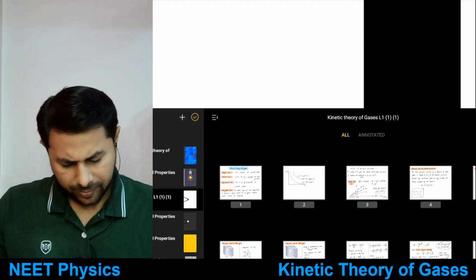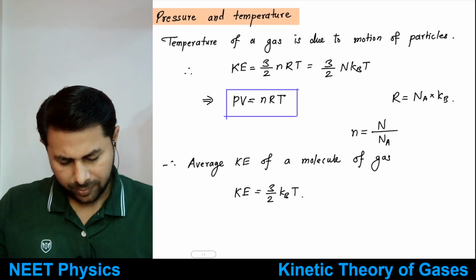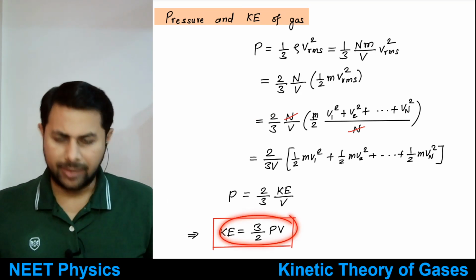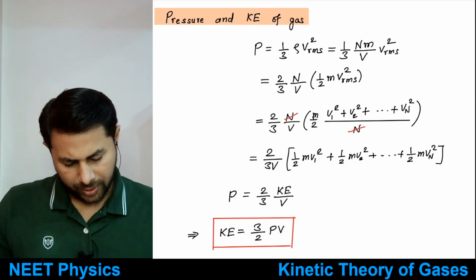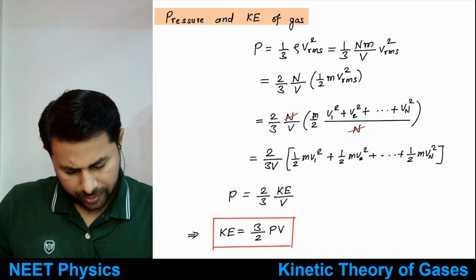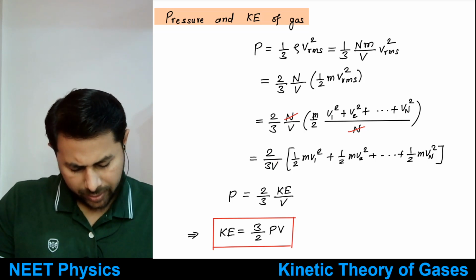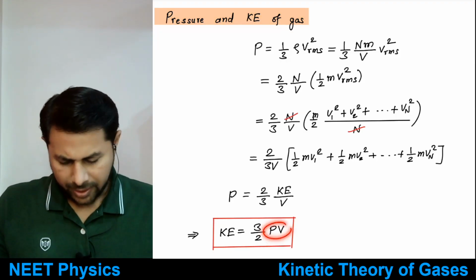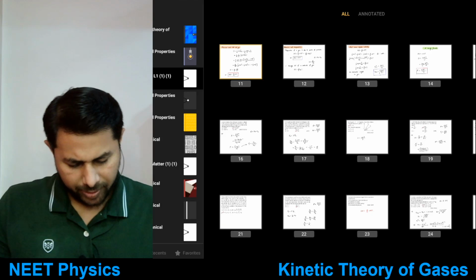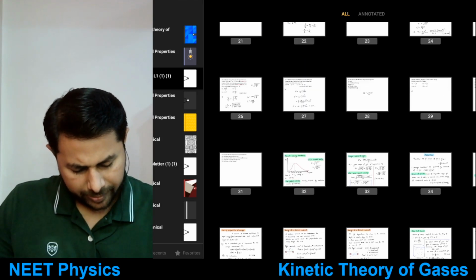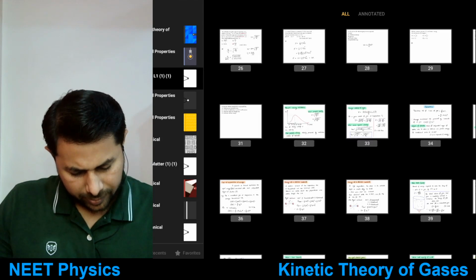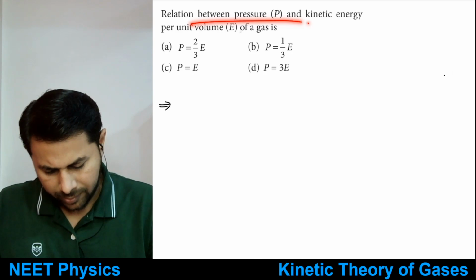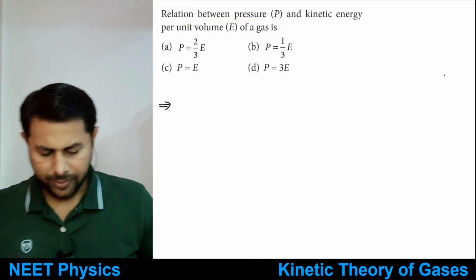So that is, yeah, kinetic energy is 3 by 2 times pressure into volume. Is it so? So that question would be, yeah, that's correct. Kinetic energy is 3 by 2 times of PV. 3 by 2 RT means 3 by 2 PV. Oh, they are saying unit volume, no?